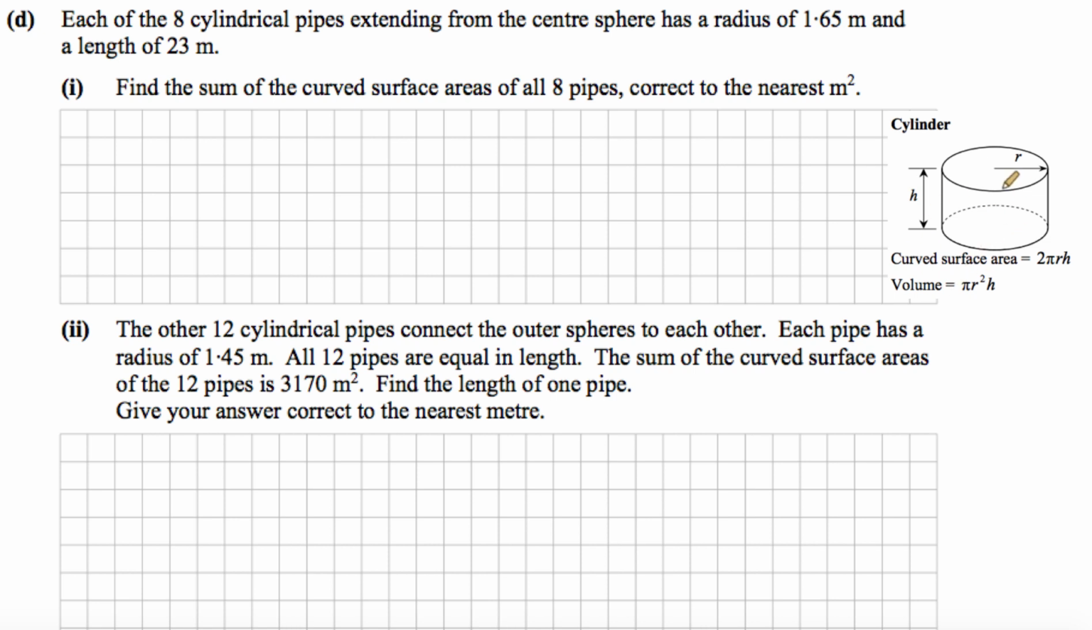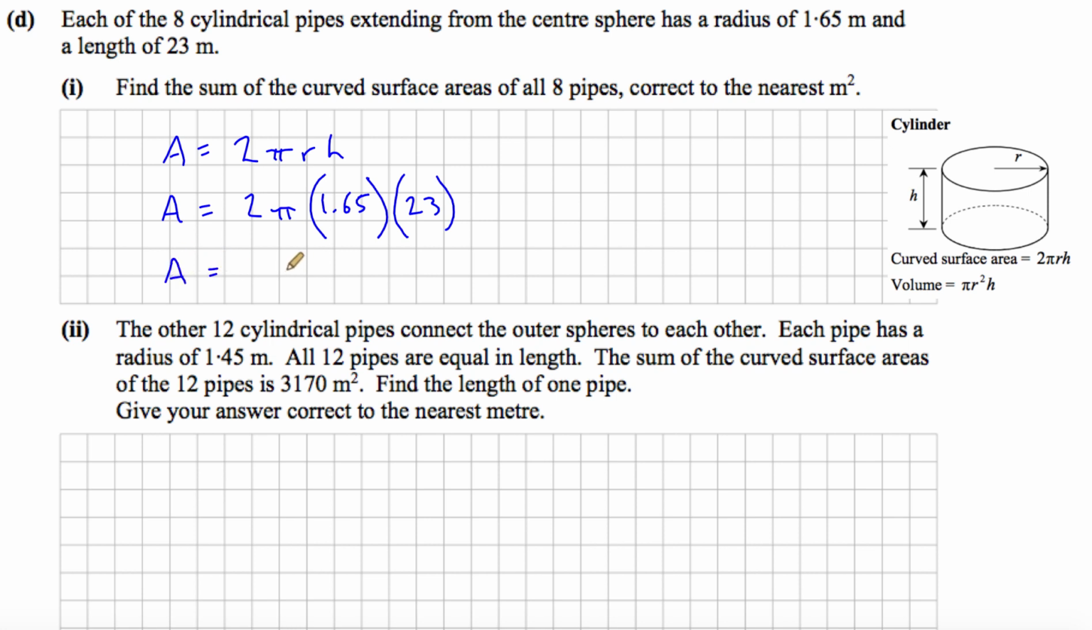Okay, so again, I have taken these formulas here from the tables book for a cylinder. So we have the formula for the curved surface area here, which is 2 pi r h, where r is the radius and h is the height. So that's going to give me 2 pi, a radius of 1.65, which is in meters, so watch out for your units. And h is 23 meters, the length of the cylinder, or the height of the cylinder, again in meters.